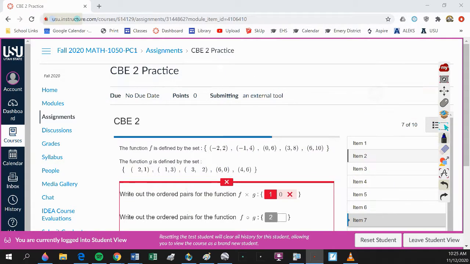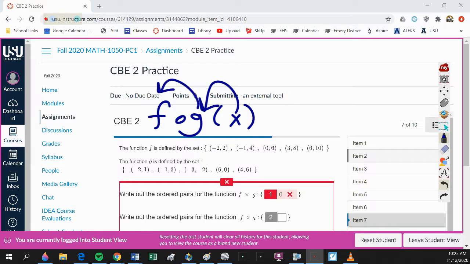Okay, the other one's actually easier. So f of g, that means we take some number x and we plug it into g, and then we take that answer and we plug it into f. So what am I allowed to plug into g? I'm only allowed to plug these numbers in. There are no other numbers. I can plug in -2, -1, -3, 6, and 4.